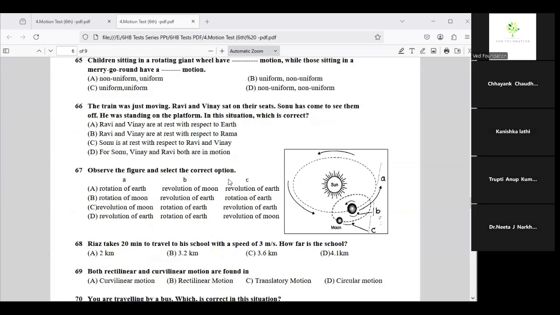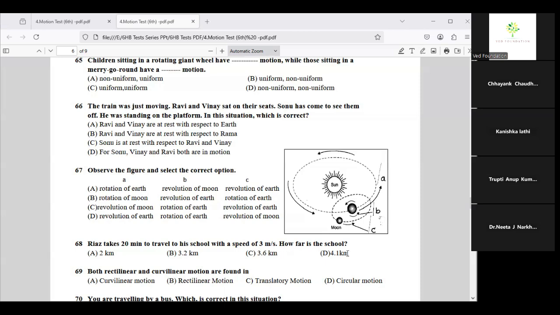67. Observe the figure and select the correct option. Earth is revolving around the sun and moon is revolving around the earth. Motion of A means motion of earth around the sun. That is the revolutionary motion. So A should be revolution. So our answer should be from C and D. Let us check next, B. B is rotation of Earth. In C option, B is rotation of Earth. In D also rotation of Earth. Let us check C. Motion of Moon around the Earth. It is revolutionary motion. So revolution of Earth, rotation of Earth, and revolution of Moon. D option correct.